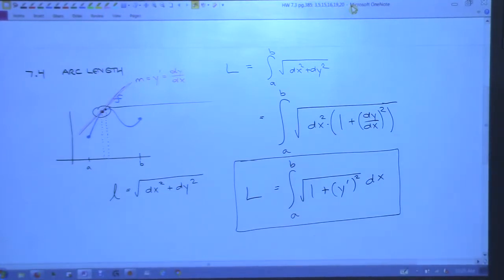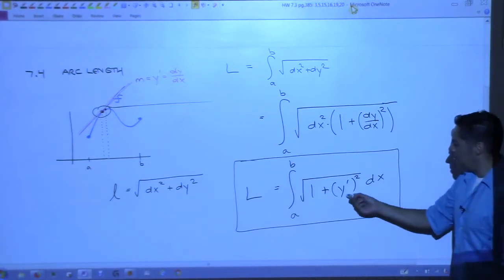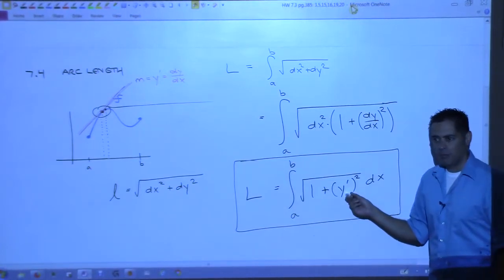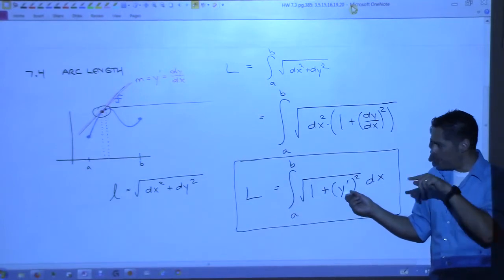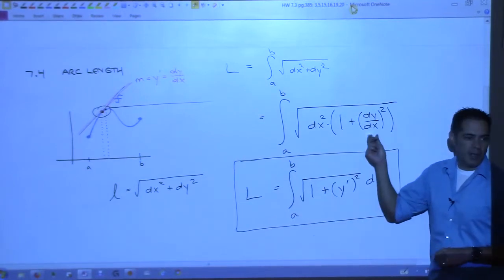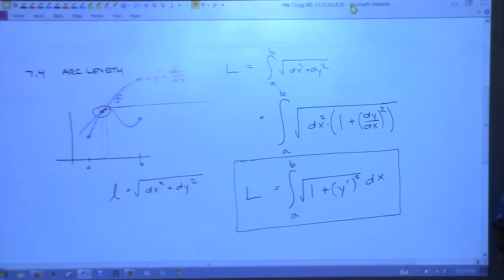So the length of a curve, y equals f of x, is this formula. You can replace this with f prime of x if you want. Right? If you don't like to write y prime, you can write f prime of x. You could just leave it as dy dx. It's up to you. They all mean the same thing in this case. You ready for an example?